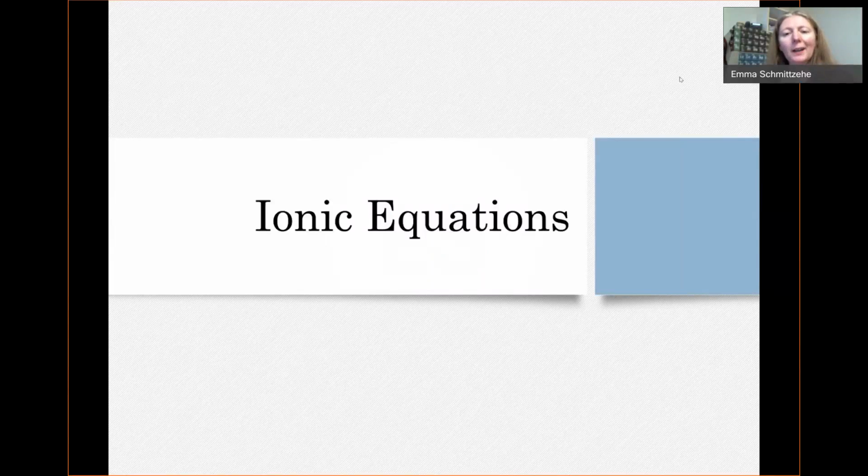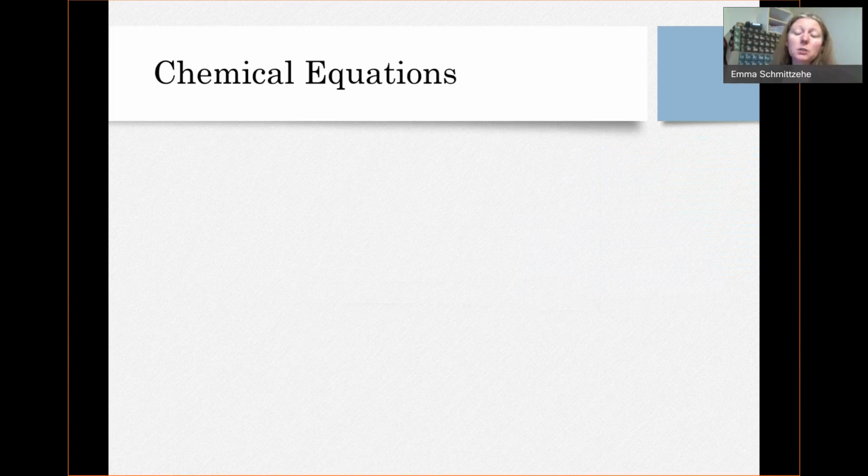Okay, let's talk about ionic equations. So an ionic equation is just another chemical equation, okay? So it's representing a chemical reaction. There's really three different types of chemical equations we could write, and two of them are ionic equations.